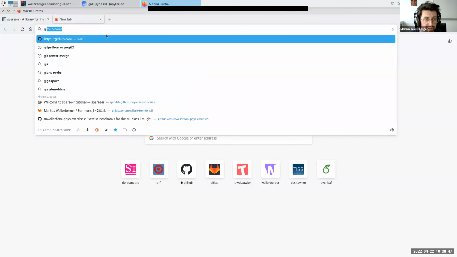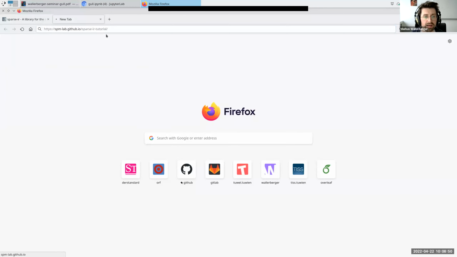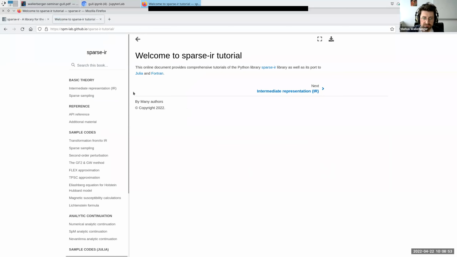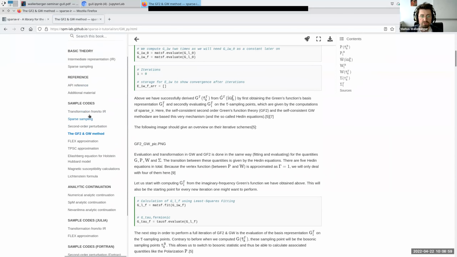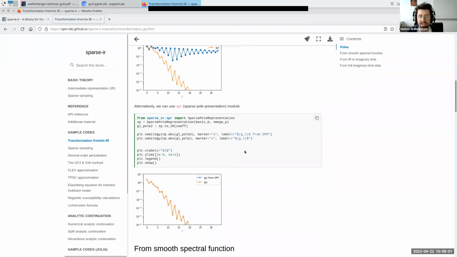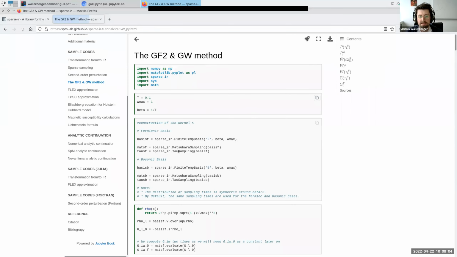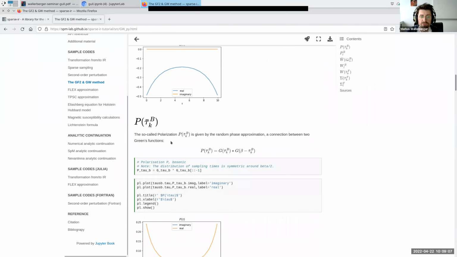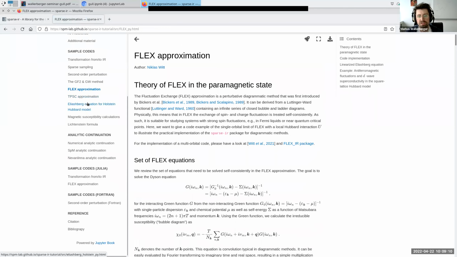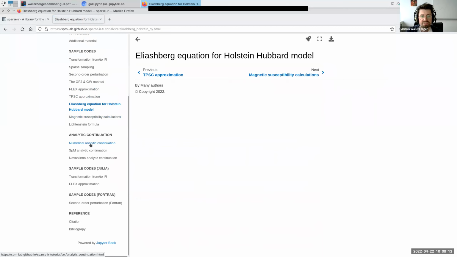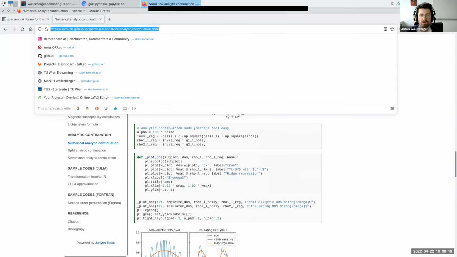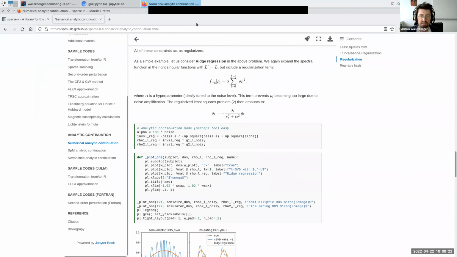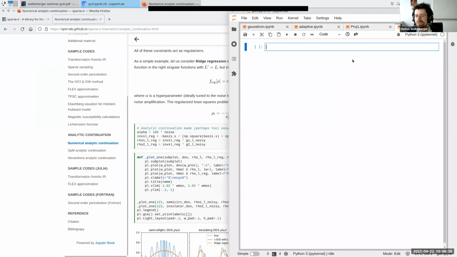There is also a tutorial that we are currently putting together, which covers things like how to transform data from the IR basis and back, how to do GW in that approach, how to do FLEX, how to do Eliashberg equations, and how to do analytical continuation with that sort of approach. So there is a tutorial here, and I can share the links. And yeah, that's maybe the last thing I'm going to say.